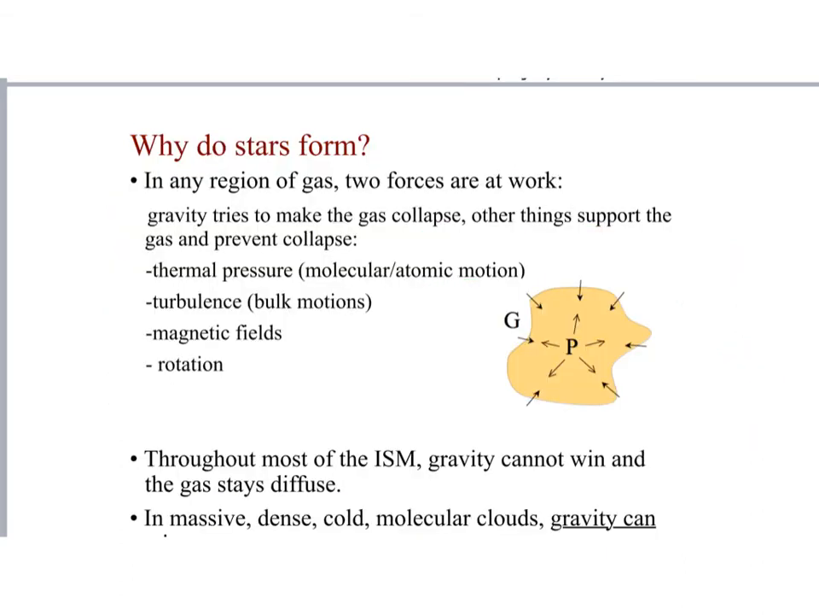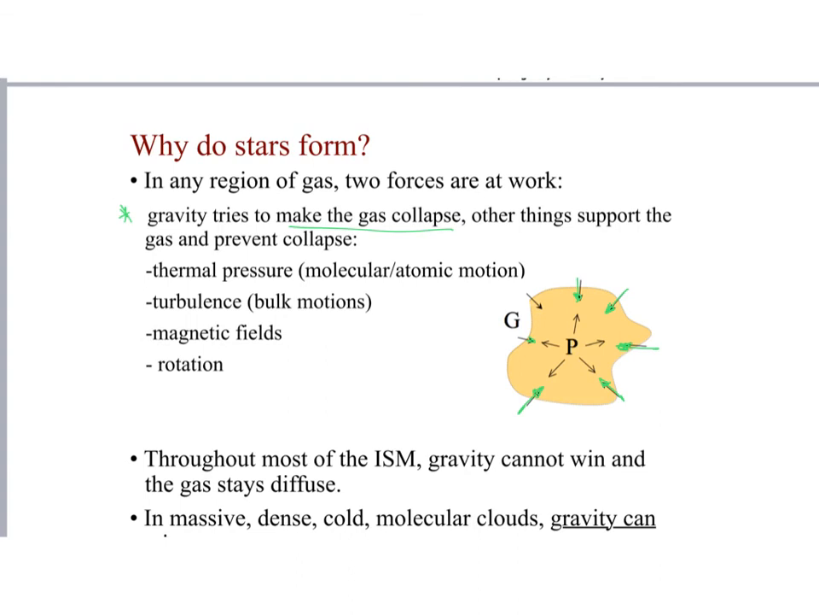Now why is it that stars form in some regions of the interstellar medium, and not in others? Well, it turns out in any region of gas, there are always at least two forces at work. The most important one, the one that actually, if it wins, if it's strong enough, is going to produce that new star, is the gravity that pushes inward. This is the force that is going to make the gas collapse.